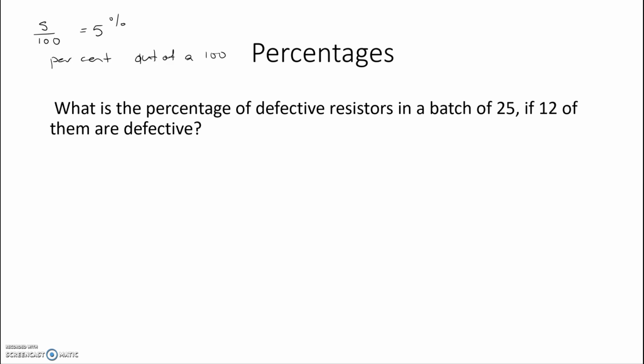So here we've got, what is the percentage of defective resistors in a batch of 25 if 12 of them are defective? So let's have a look. 12 out of 25 is the same as, we want the bottom line to be 100, so we need to multiply it by 4. It's 12 times 4 over 25 times 4, because we haven't done anything, we just multiplied by 1. So that's 48 out of 100, which we can write as 48%.